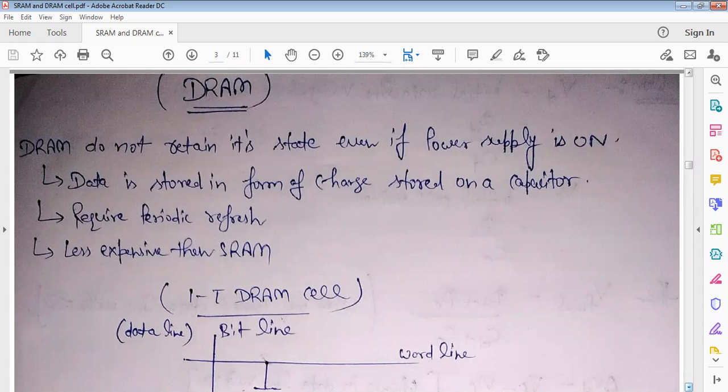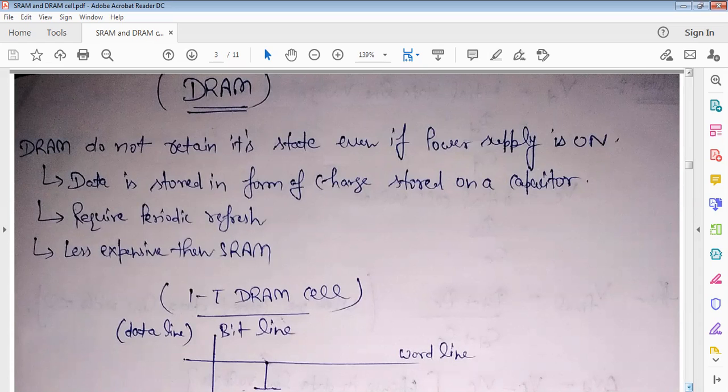Dynamic RAM does not retain its state even if the power supply is on. Dynamic RAM is a kind of volatile memory. But static RAM can retain its state when the power supply is on, but dynamic RAM cannot do this. It needs to be refreshed at a periodic interval.